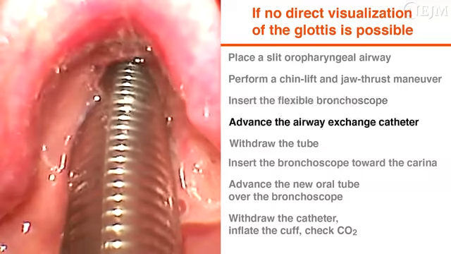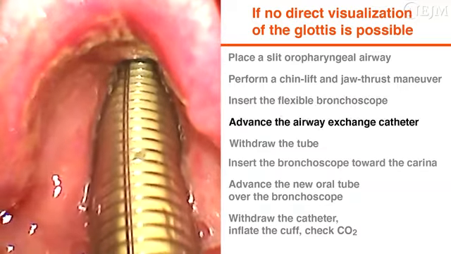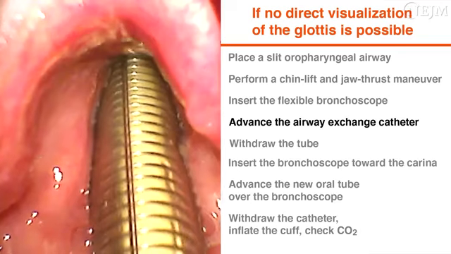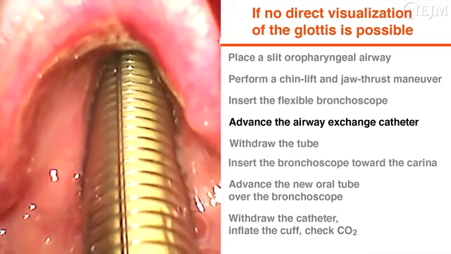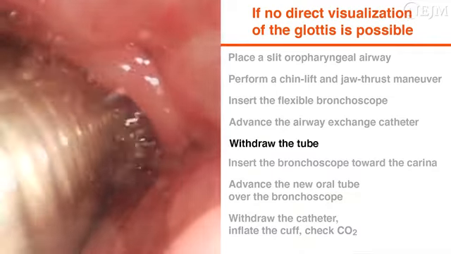Using the adapter, advance the lubricated airway exchange catheter through the nasal tube until it reaches the previously determined mark. There should not be any resistance. Deflate the cuff of the nasal tube and, under direct visualization, withdraw the tube to the level of the hypopharynx.